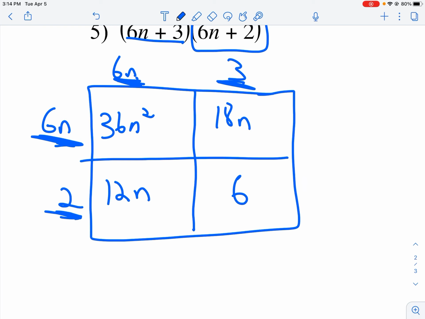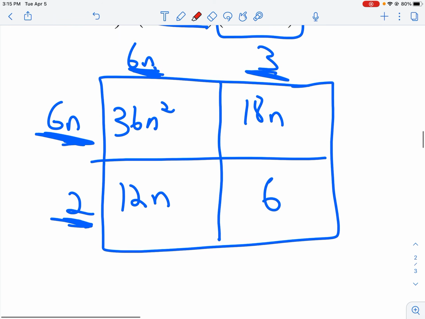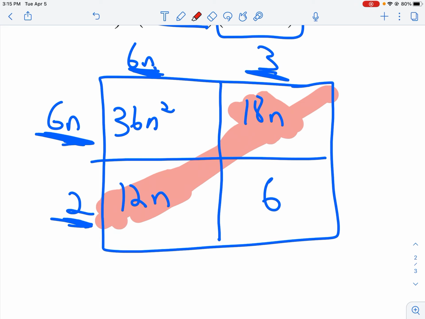Now, this isn't our final answer. We have one last step. And what will always happen at this point is you just want to go ahead and combine your like terms. However, if you always set your box up this way, your like terms will always be in the bottom left, top right diagonal.